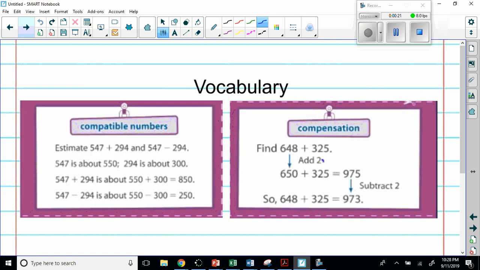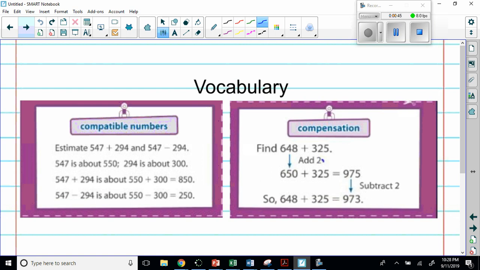Our vocabulary for this lesson includes the words compatible numbers and compensation. Compatible numbers are numbers that are just easy to compute or to do mental math with easily. So that doesn't necessarily mean that we're going to be rounding that number. We're going to be changing numbers to numbers that we can more easily work with.